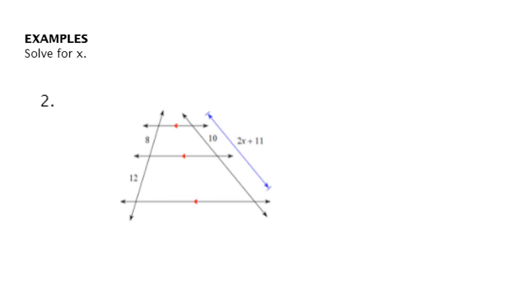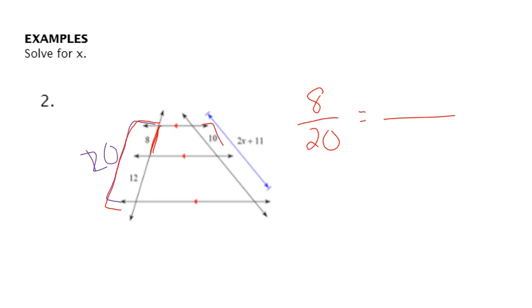The next example is using the other version of the side splitter, but again, the same concept. We're basically looking for pieces that are proportional. We can see here that we have an 8. If I put the whole thing together, I would get a 20. And we're really just matching up proportional pieces. So I can say that 8 over the whole thing, 20, is going to be the same as 10 over 2x plus 11.